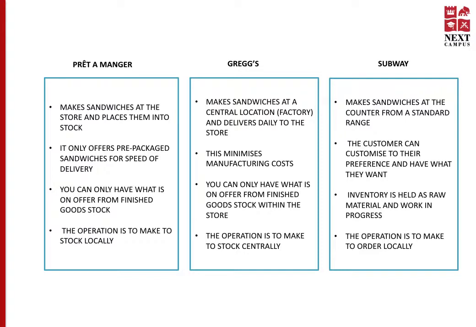This slide shows you where Subway differs from Pret-a-Manger and Greggs. While Pret-a-Manger and Greggs follow a make-to-stock strategy, manufacturing and putting their finished goods into inventory, Subway waits until a confirmed customer order arrives to manufacture the finished good. And in this case, Subway keeps raw materials and semi-finished goods in inventory.